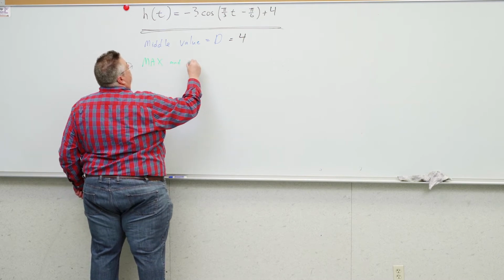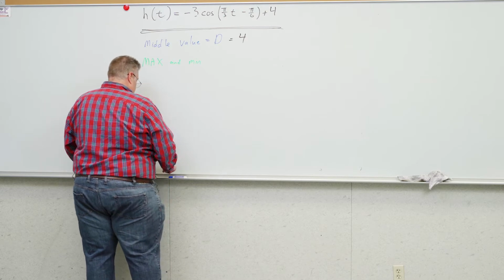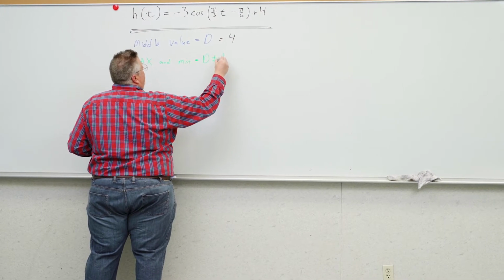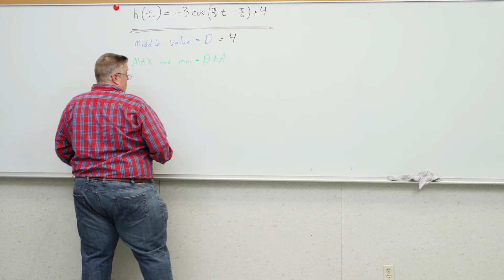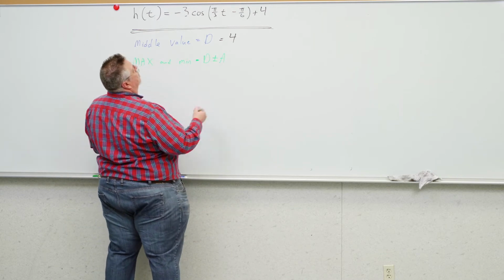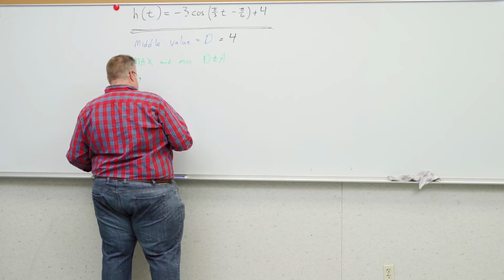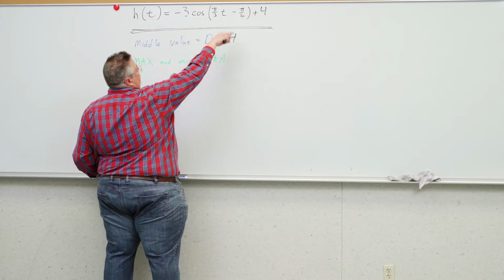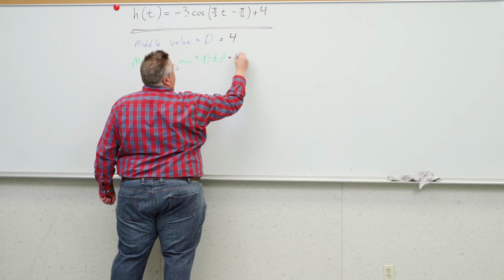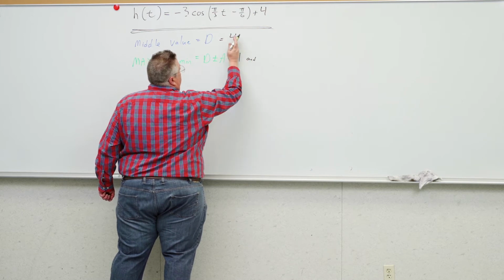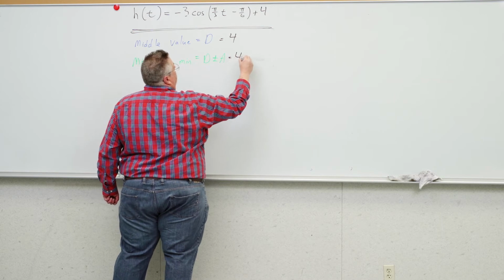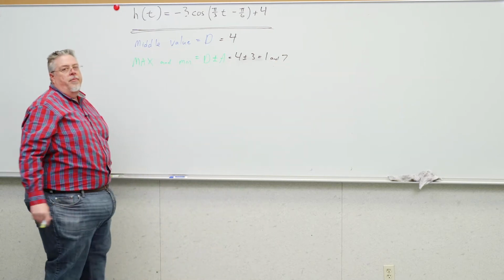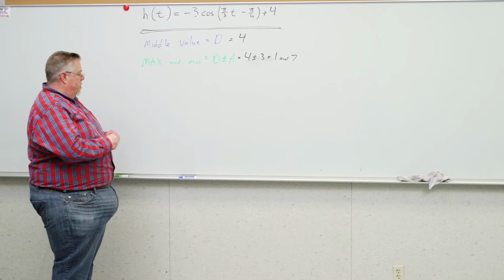My maximum and minimum: D plus or minus A. You can think of these as 4 plus 3, or 4 minus 3, or 4 plus negative 3, or 4 minus negative 3. Whether you go 4 plus or minus 3 or 4 plus or minus negative 3, either way, you're going to get 1 and 7 as your minimum and maximum values. Okay.